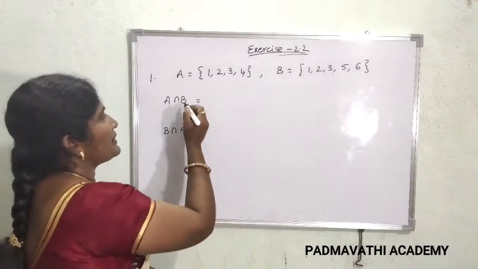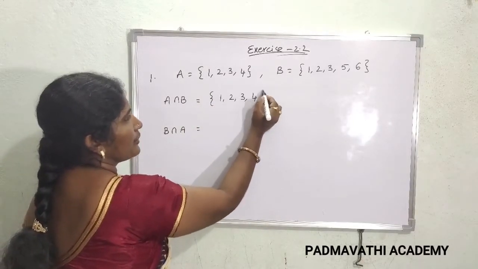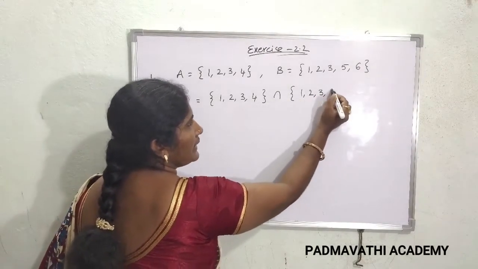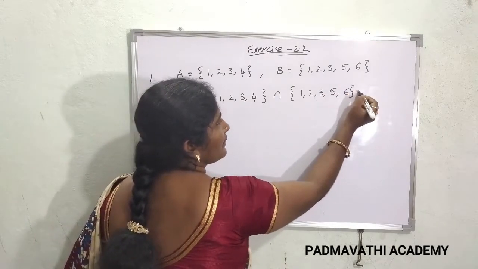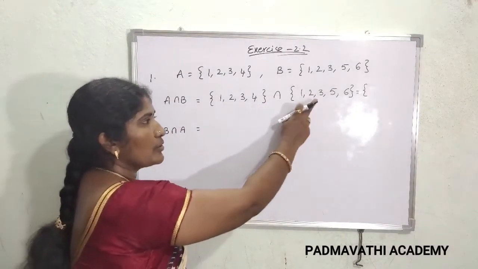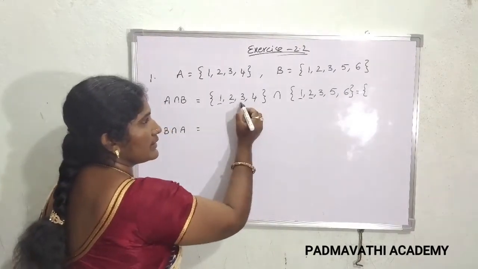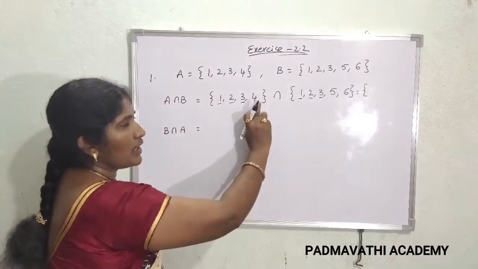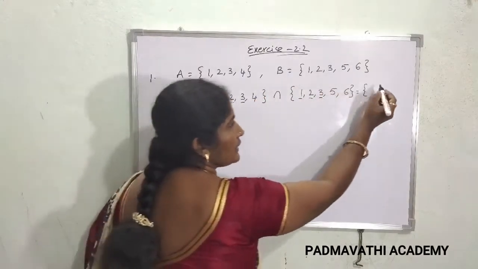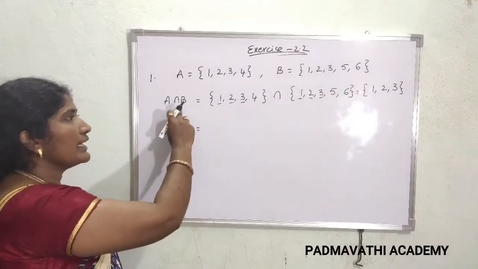Are they equal? See, first A intersection B. What is A? List out A: 1, 2, 3, 4. Intersection set B: 1, 2, 3, 5, 6. Before I told, intersection means list of common elements. Check in both sets what the common elements are. 1 is common, 2 also common, 3 is common, and next there are no common elements in both sets. So the common elements are 1, 2, 3. List out those common elements. That's it. This is the answer for A intersection B.